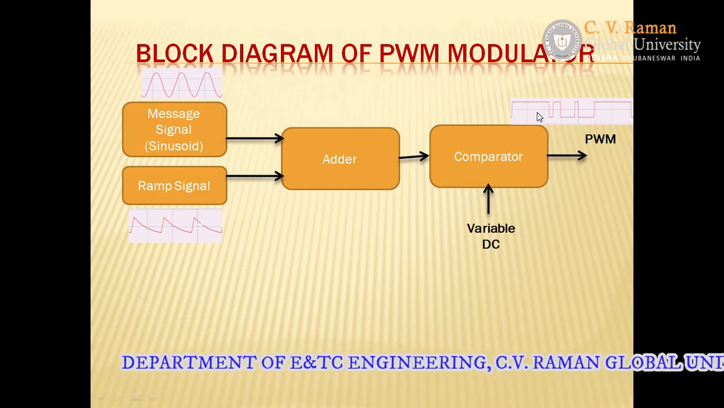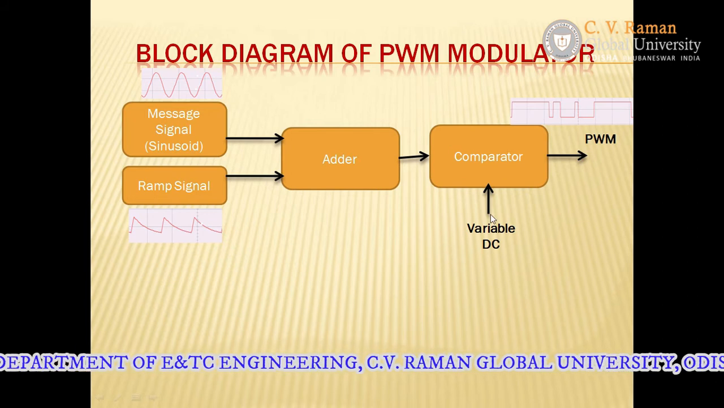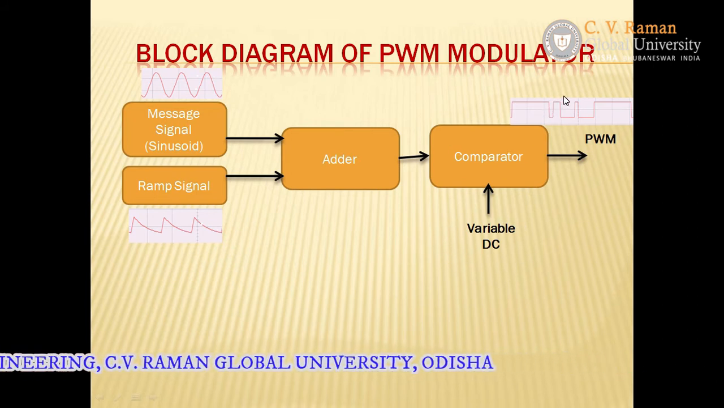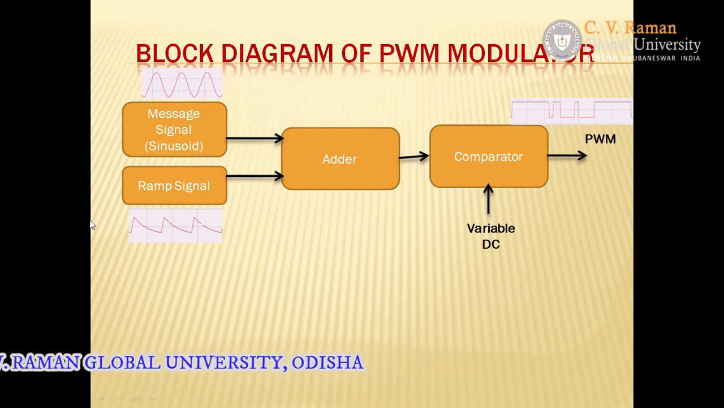So you can vary the width of the pulse by using the variable DC. You can adjust the DC voltage so that the width of the pulse will vary. So this is the total section of the PWM modulator.